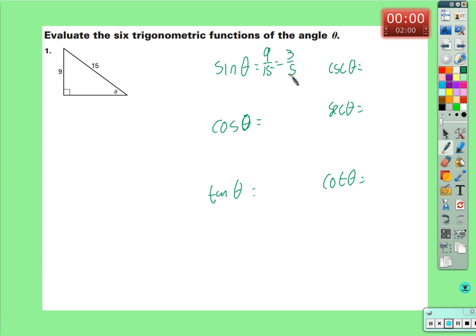Okay, so then what else do we know if we know what the sine is? That the cosecant is the reciprocal of the sine. On the cosine, we need to have all three sides. Find all three sides.